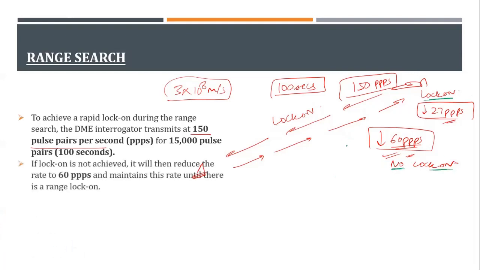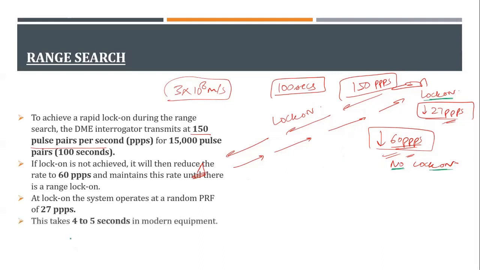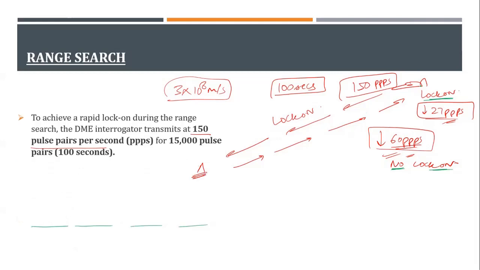Remember this. It takes 4 to 5 seconds in modern equipment to establish the lock on. Even if the lock on is achieved, it will take 4 to 5 seconds for the screen display, like 100 nautical miles, the distance will start to show after 4 to 5 seconds of lock on. It's not that you'll get an instant result. It's going to take some time.